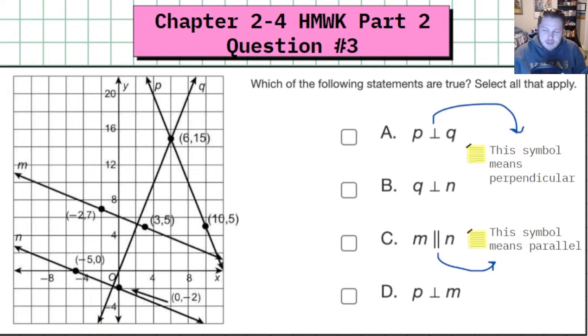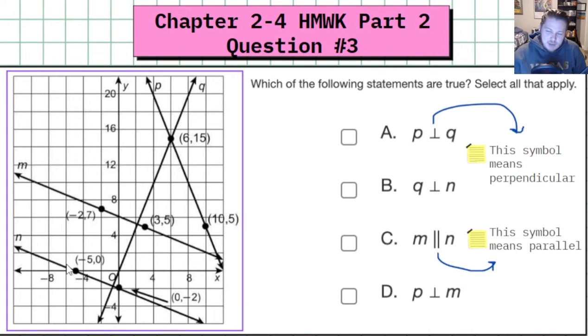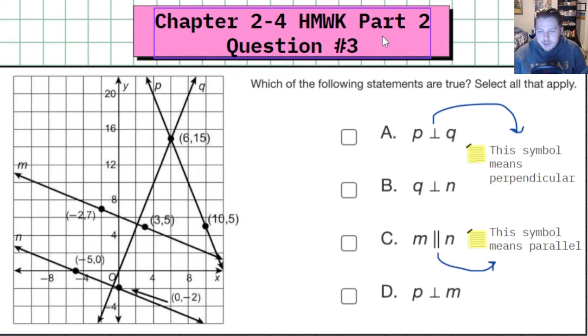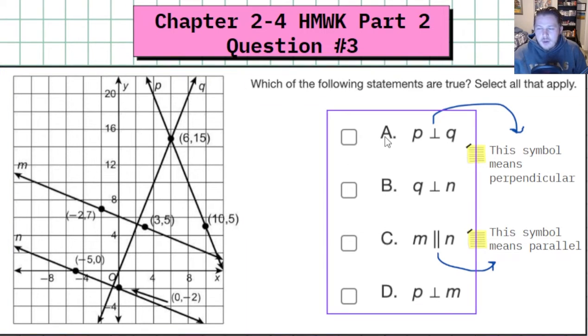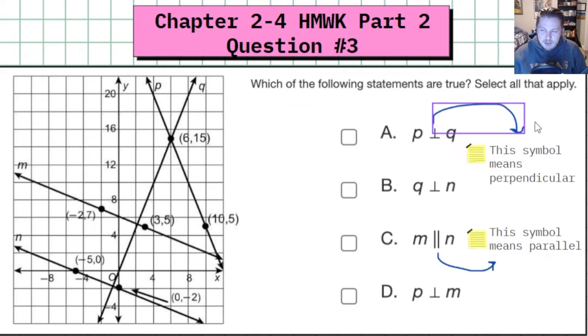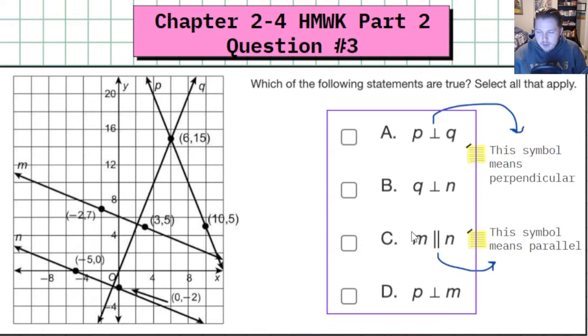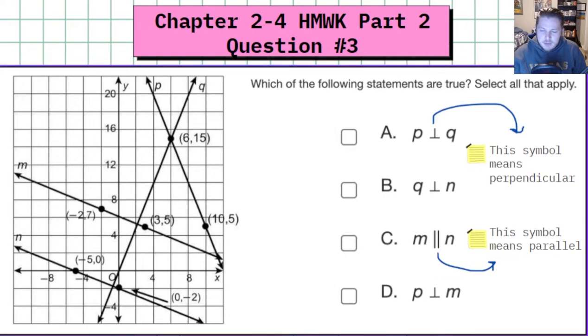All right, and that is going to jump us to the last question that you guys need to go over. So this is from part 2. This is question 3. So we want to know all this information. The first thing that you need to know is that the little upside down T means that it's asking if they're perpendicular. The two straight lines, that means parallel. So I want to know if M and N are parallel, P and Q are perpendicular, Q and N are perpendicular, and P and M perpendicular.